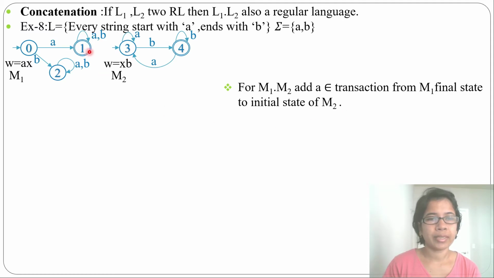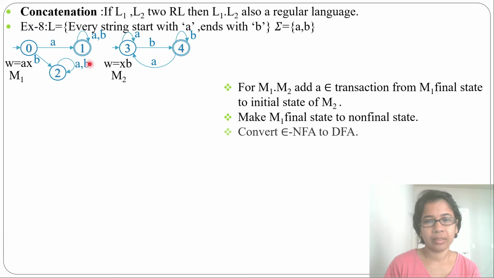So the M1 final state is 1 and the initial state of M2 is 3. We will add an epsilon transition from the final state 1 to state 3. Make the M1 final state a non-final state. Here 1 is the final state, that we will make non-final. Then convert the epsilon NFA to DFA. After adding epsilon, it will be an epsilon NFA that we will convert to DFA.